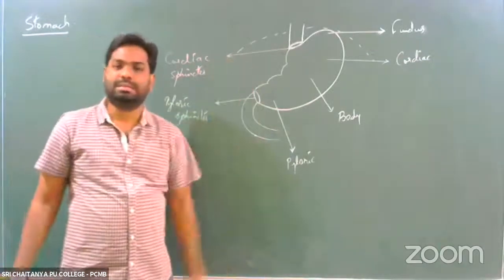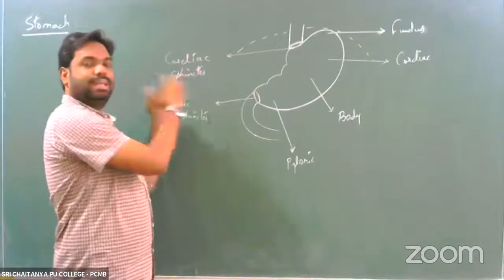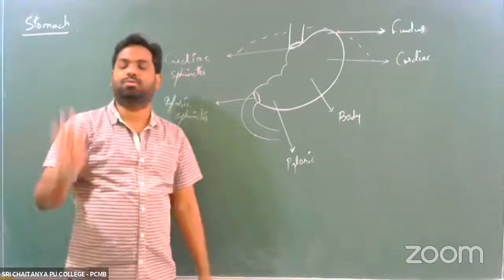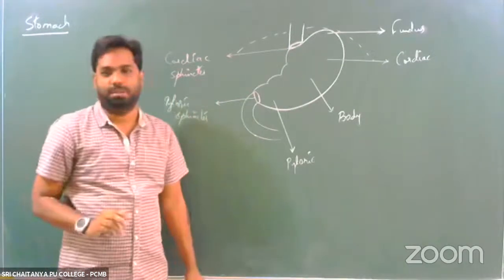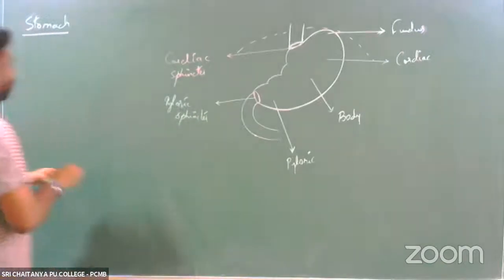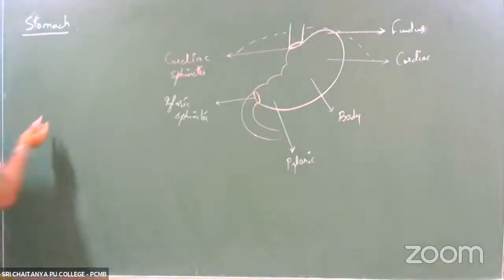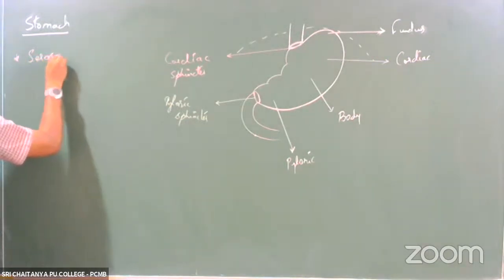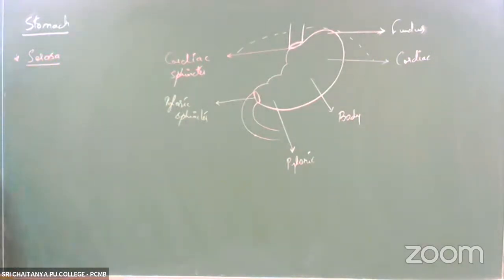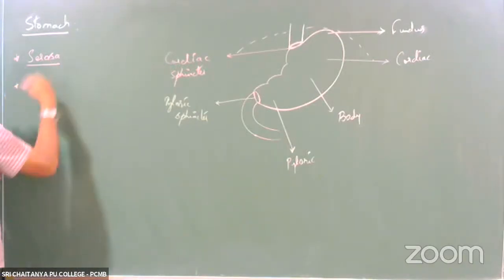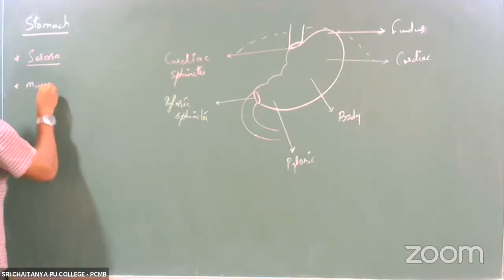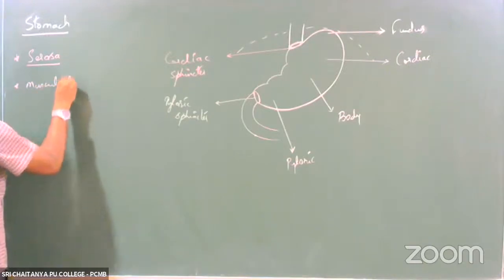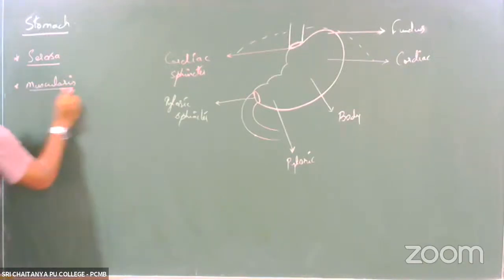Talking about the internal structure, the stomach on the internal side is again composed of the four layers which we saw in the previous session, right? So the first layer, the outermost layer, is called the serosa. The second layer, after the serosa, is the muscularis region.